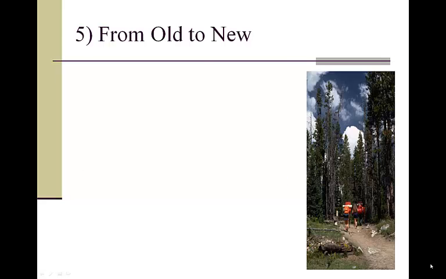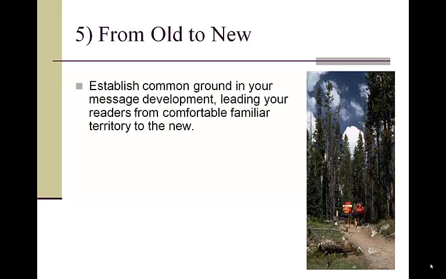Tip number 5 is to lead our readers from old information to new information. We can do that by establishing common ground in your message development, leading your readers from comfortable, familiar territory to new ground. We create common ground through old, familiar information and shared experiences and common reference points. Now, people are frequently reluctant to try or learn something new, so rather than hit them right off with the new information, we work into it with something more comfortable and familiar.